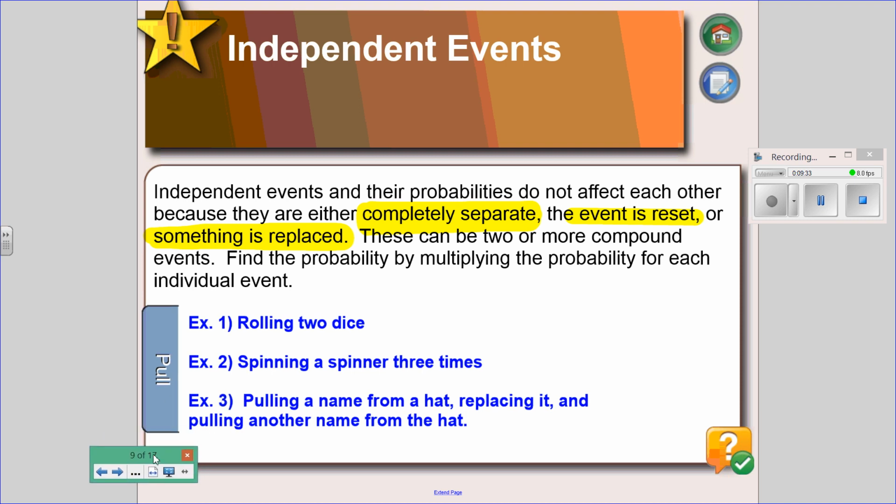Okay, so we find the probability by multiplying the probabilities for each individual event like we had in the last. So rolling 2 dice, these are independent events. The 2 dice do not care about each other in any way, right?